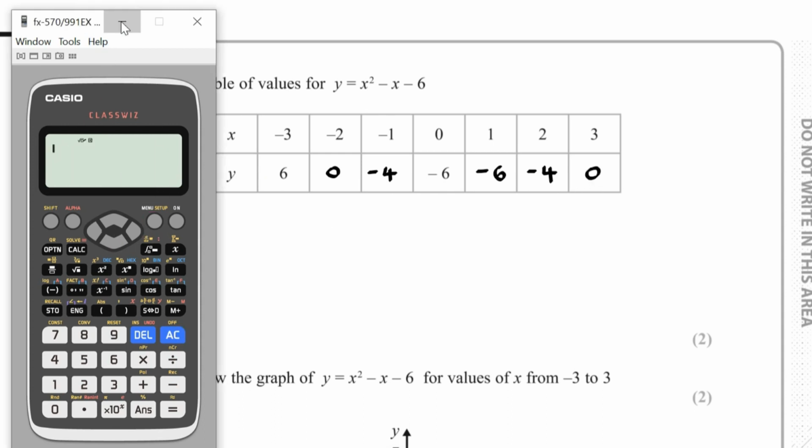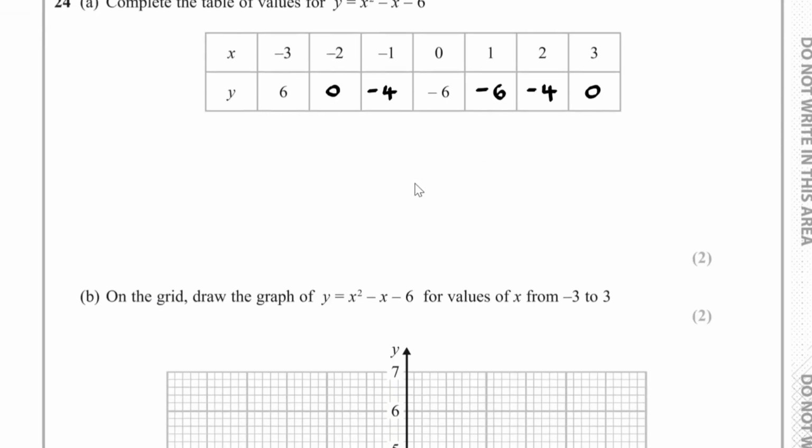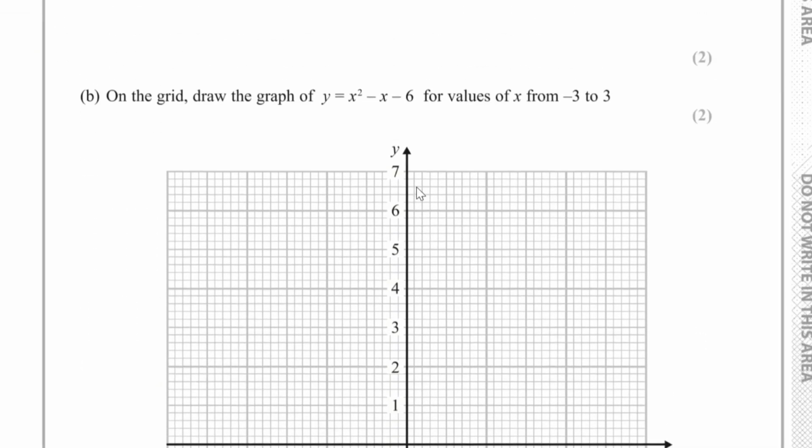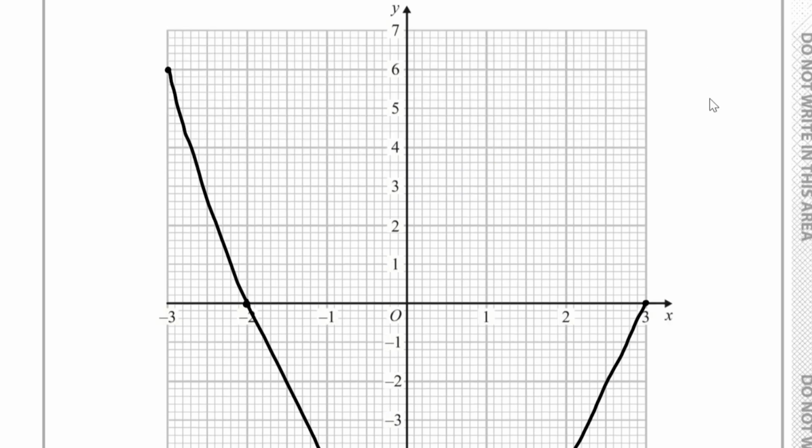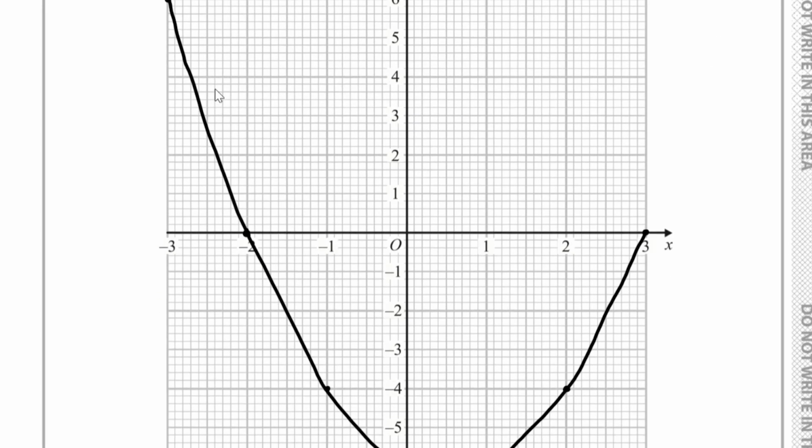So now that we've created a table of values, what we need to do for part B is draw this graph for -3 to 3. So here is our sketch.